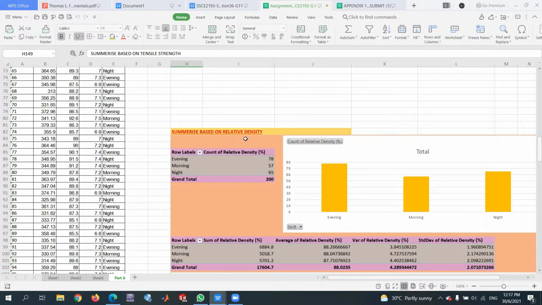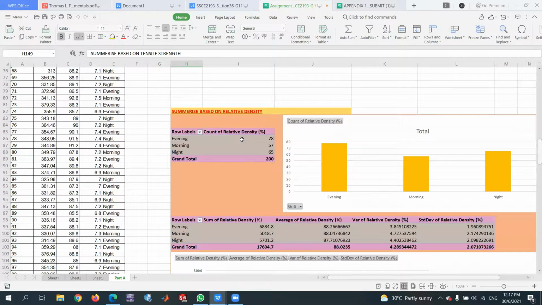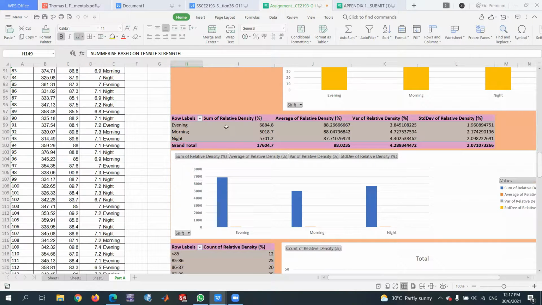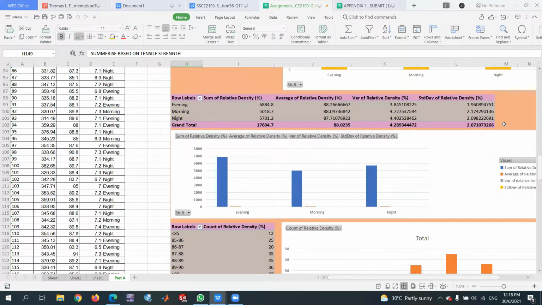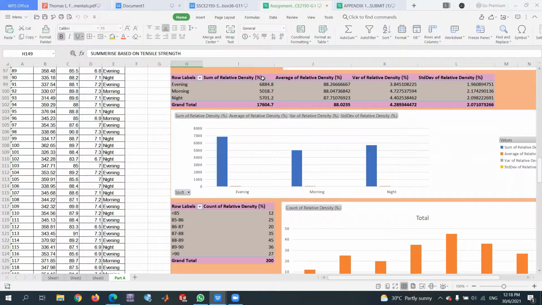So for the summary based on the relative density, the count of the relative density will be the same as for the weight, and the sum of the relative density for the evening is the highest number, and for the average also the evening has the highest number, and for the variance and the standard deviation, the morning has the highest values. And here is the total for each of them. And this diagram describes all these numbers.